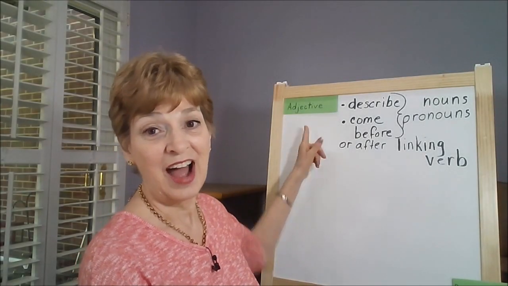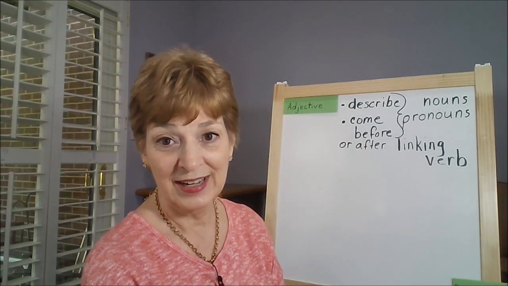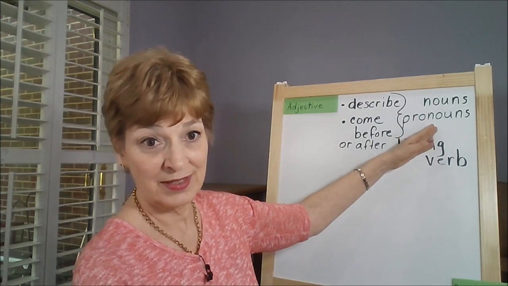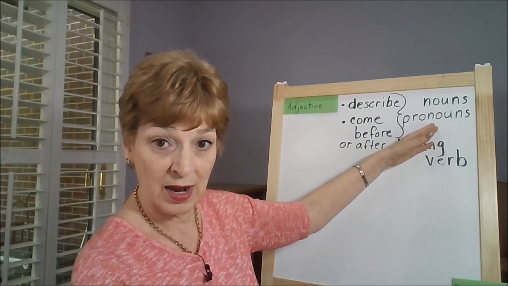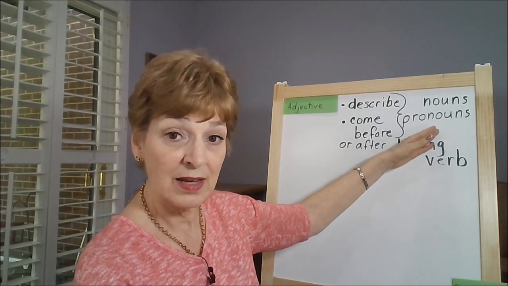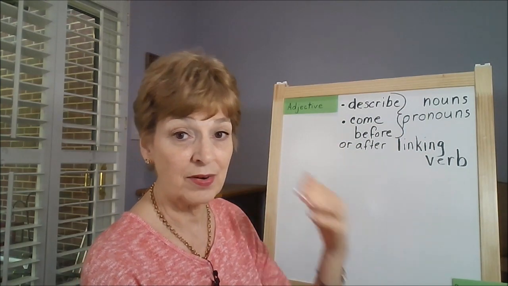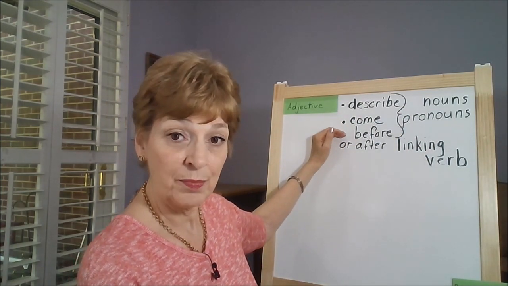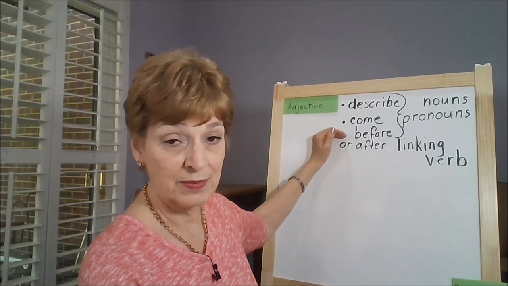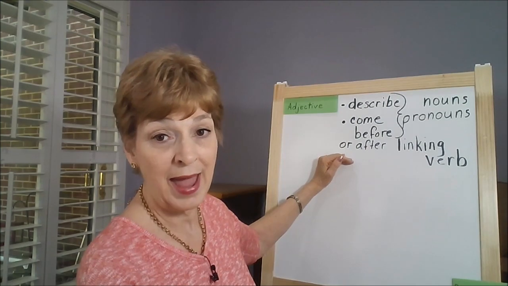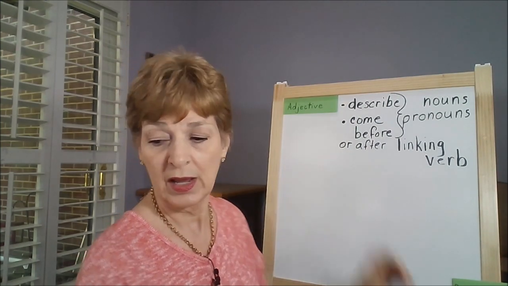Adjectives are another part of speech. They describe nouns and pronouns. Nouns and pronouns are names of people, places, or things, sometimes qualities or ideas. Adjectives come before most of these nouns and pronouns, but sometimes you'll find them after a linking verb.